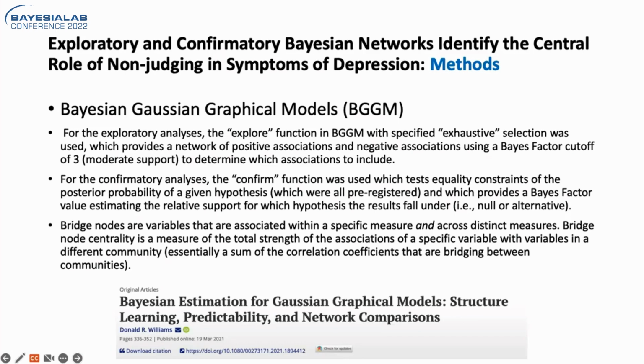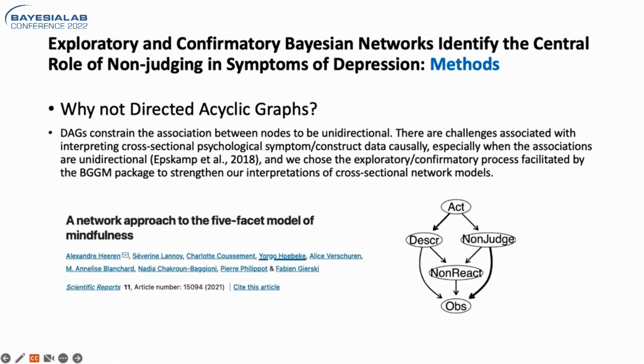And again, in a Bayesian framework, we can actually think about how strong is the evidence, not just do we meet the p-value threshold or the alpha cutoff, and is our p-value small enough, and things like that, which is one of the strengths of this approach. And so what we're really looking at in this project is bridging nodes. So what are associated within a specific measure, whether it's mindfulness or depression, and across the 2 measures. And it's really just essentially a sum of the correlation coefficients that are bridging between the 2 communities or the 2 measures.